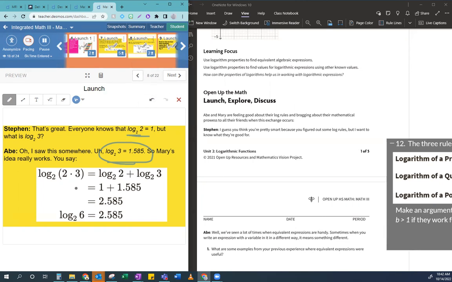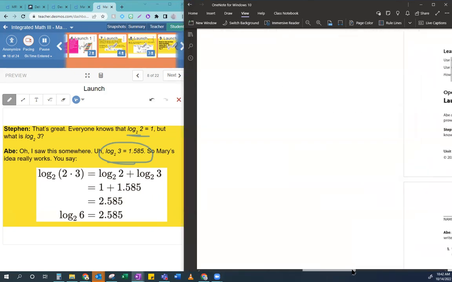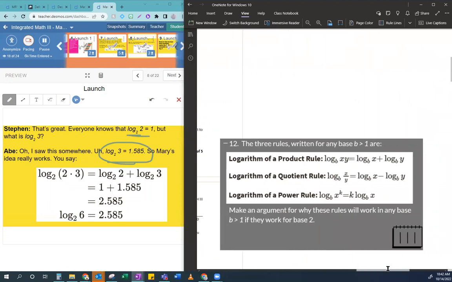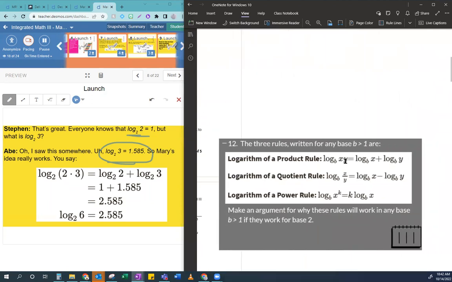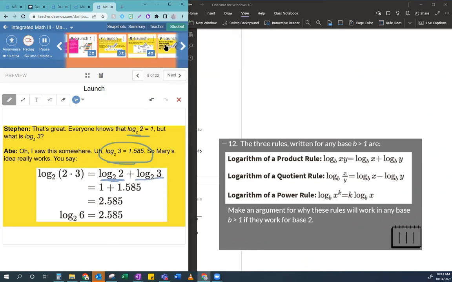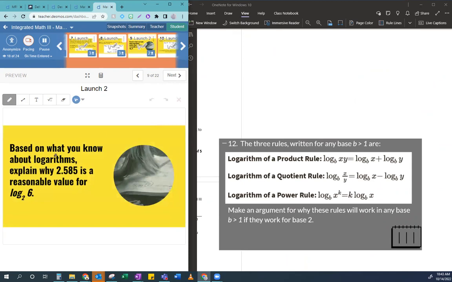Exactly. So here's them working it out. Notice they're using this product rule property, which says if I multiply here, then I add out here. So they're multiplying here, so they add out here, right? And then they simplify, you know this, log base 2 of 2, log base 2 of 3, and then they simplify.